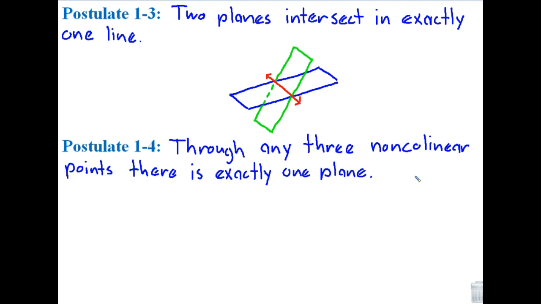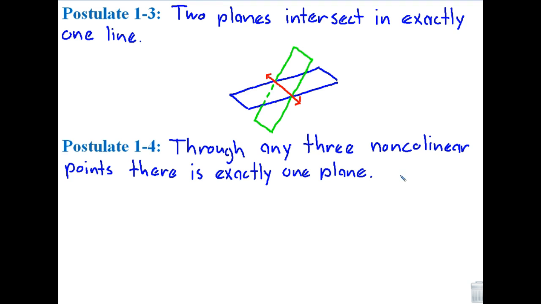Two more postulates. Third postulate, 2 planes intersect in exactly 1 line. So if I have these 2 planes, green and blue, crossing each other, where they meet is going to be along a line. Think of your wall and ceiling coming together. The edge it comes together at is going to be a line, or your floor and wall comes together in a line.